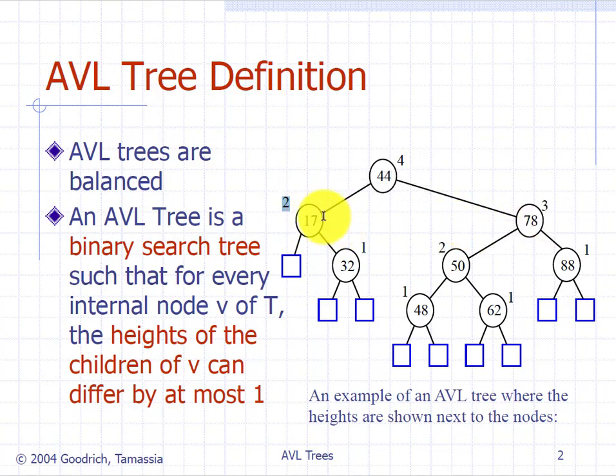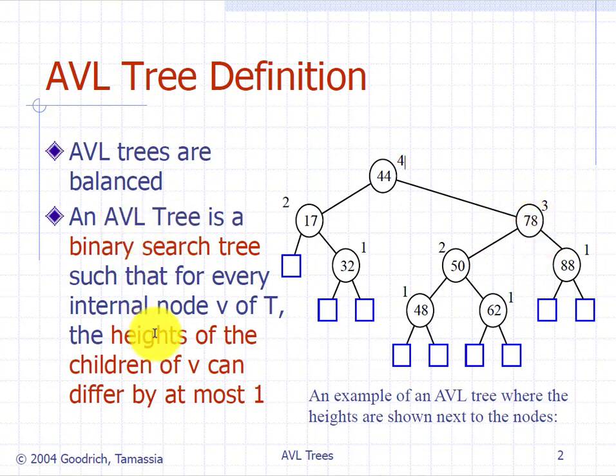You can see this is a recursive definition, which is: 78 has the height of 3. I'll just highlight it for you. All we do is, between 3 and 2, which is larger? 3 is larger. We add 1 to that, which gives us the height of 4. Okay, so that's how we get the heights of every node.